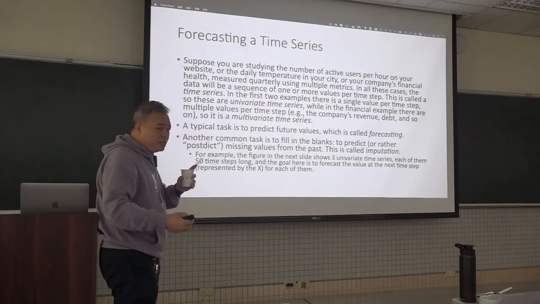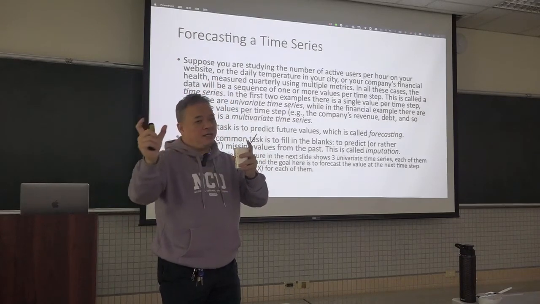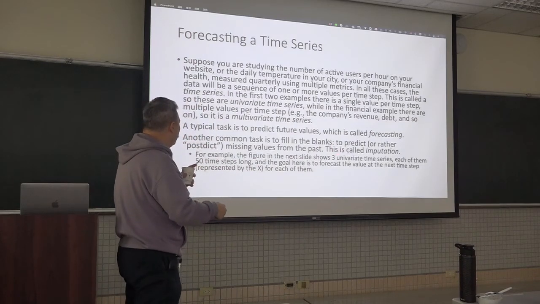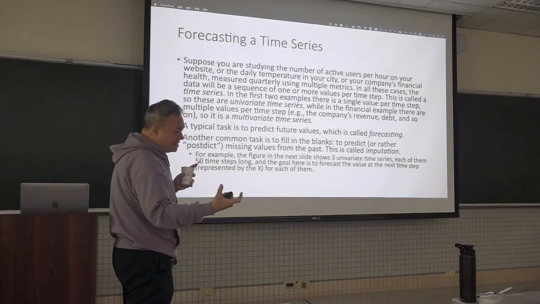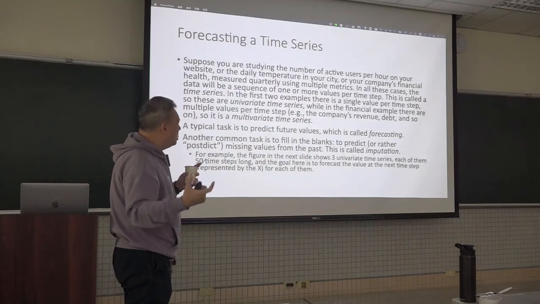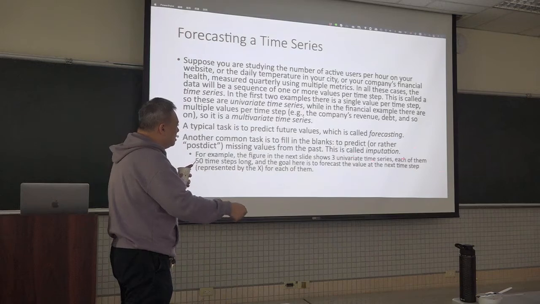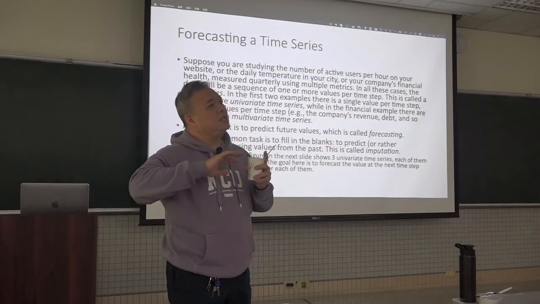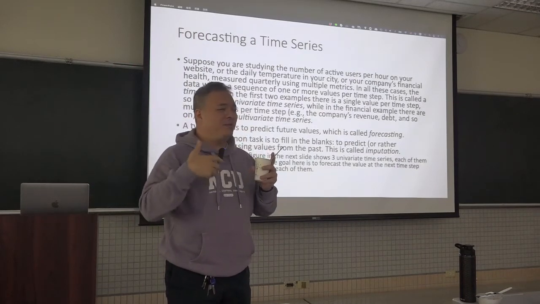Sometimes, when you collect the data, you may have some missing entries. So you need to fill in, trying to find the best value to fill in those missing data. We call that type of task imputation. It's not forecasting, because forecasting looks into the future, whereas this one looks into the past.